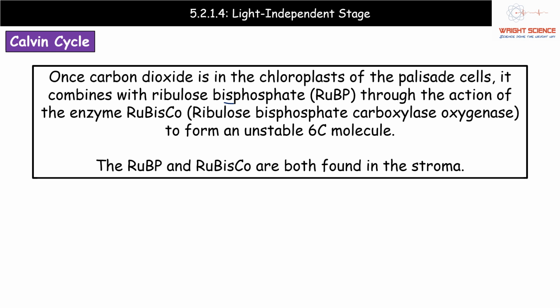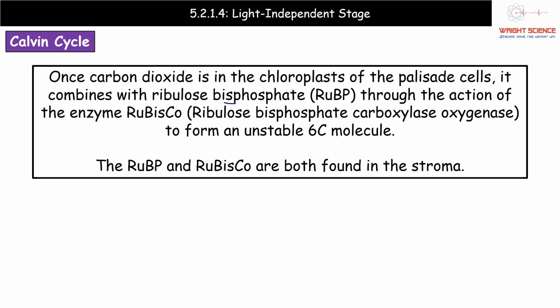Now, in order to actually get the carbon dioxide combined with the ribulose bisphosphate, we need an enzyme, and that enzyme is called Rubisco. Again, the summary. Go with the summary, don't go with the full name, because the full name of Rubisco is ribulose bisphosphate carboxylase oxygenase. You really want to write that in your A-level exam? Because I don't think so. Let's just call it Rubisco, folks.